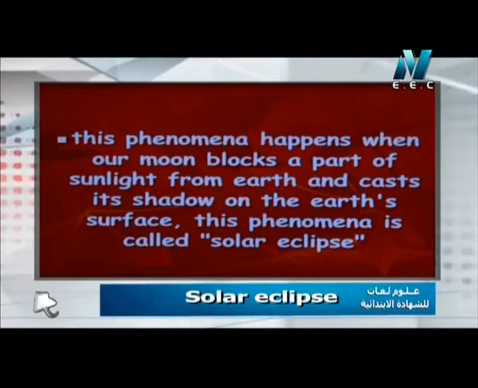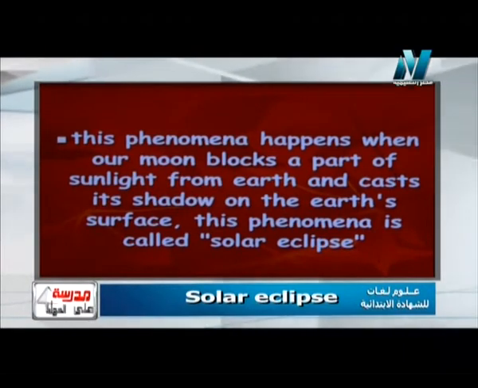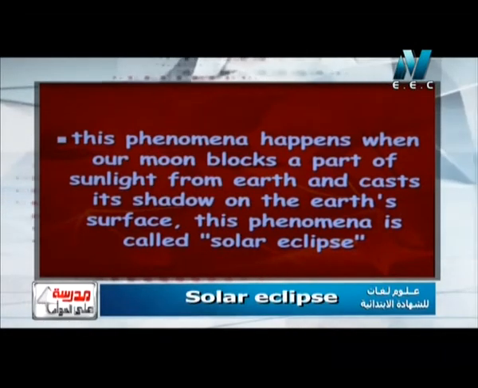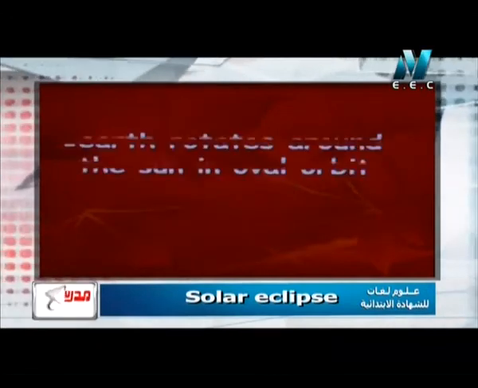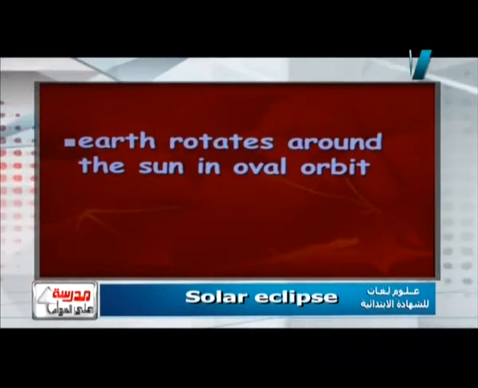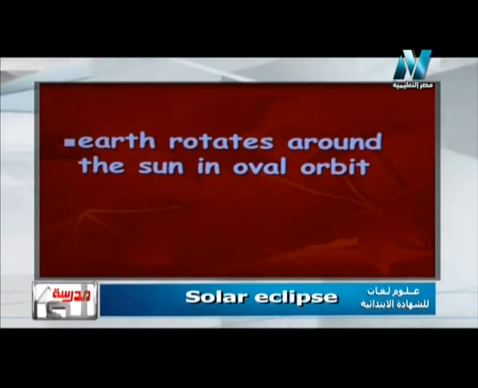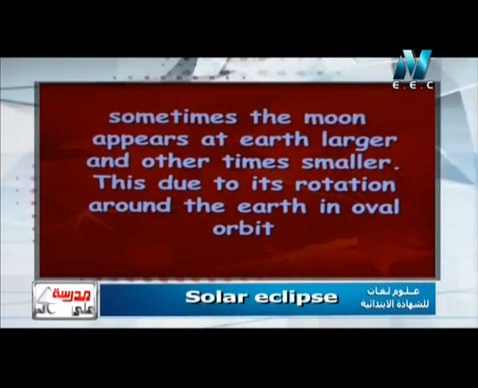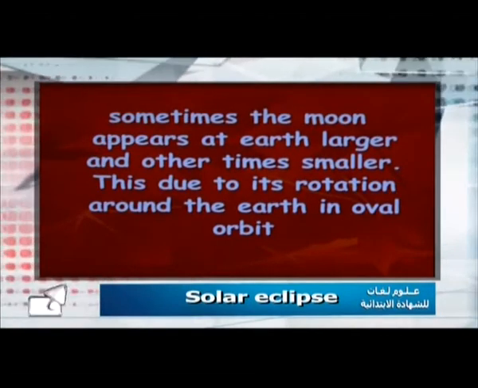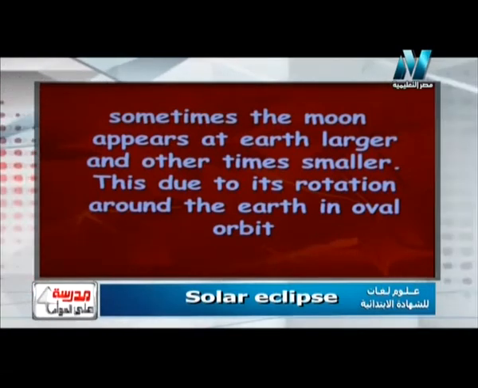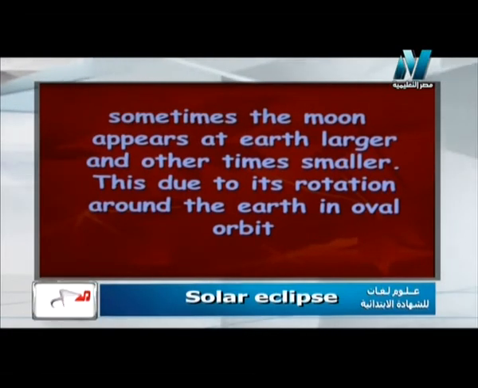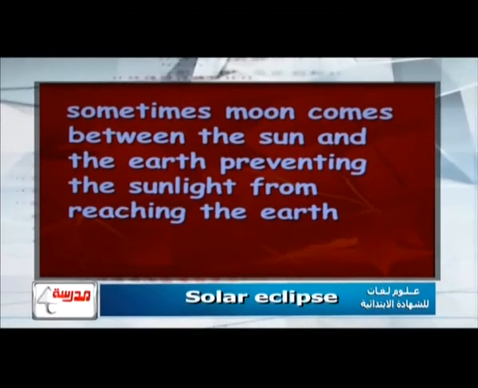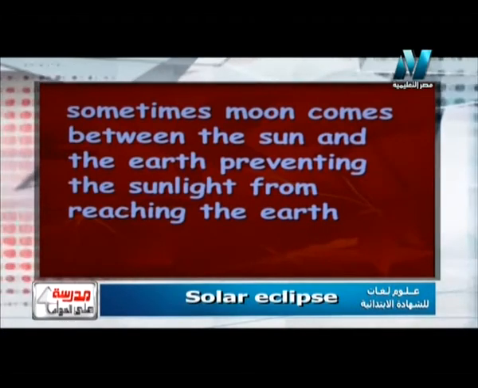We said it has two conditions. The first condition: the moon comes between the sun and the earth. The second condition: the sun, the earth, and the moon are all on the same straight line. Also we know the moon rotates around the earth in an oval orbit, and sometimes the moon appears larger and other times smaller. This is due to its rotation around the earth in an oval orbit. So sometimes the moon comes between the sun and the earth, preventing the sunlight from reaching the earth.